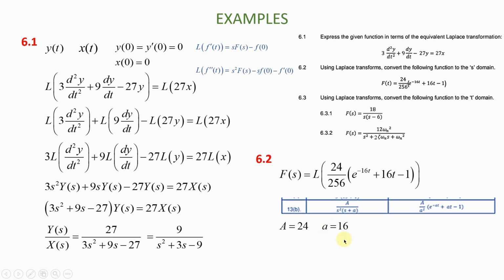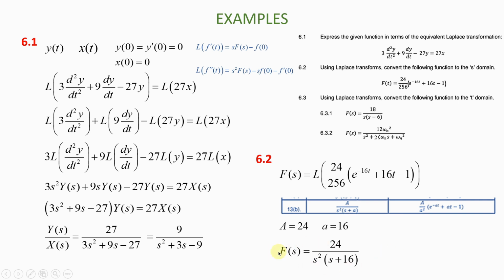Now you know that the Laplace transform is actually this function here. Okay, so it's capital A over s squared multiplied by s plus a. But in this case, our capital A is 24, our small a is 16. So our F(s) will therefore be equal to 24 divided by s squared multiplied by s plus small a. Our small a is 16, so you put 16 there. And if you do that, that's it. You found the Laplace transform of this function, okay? You found it. This is what it is.